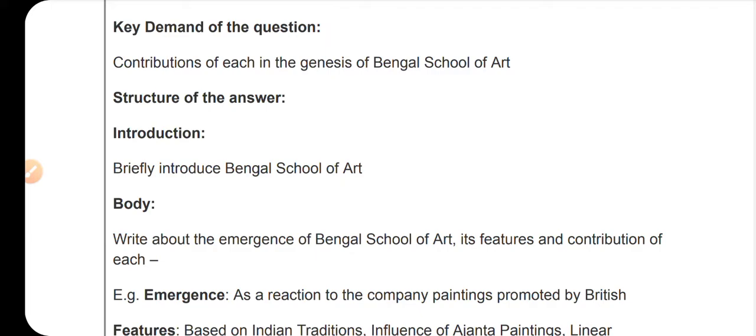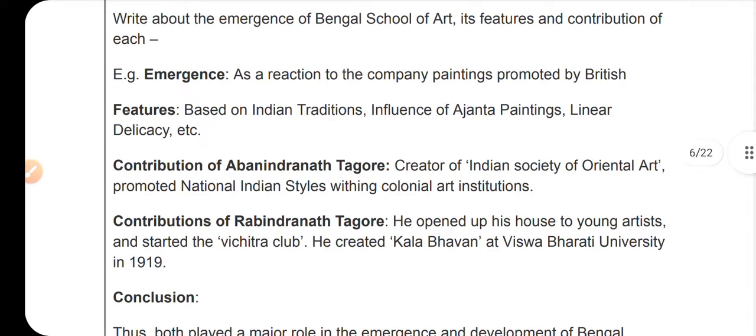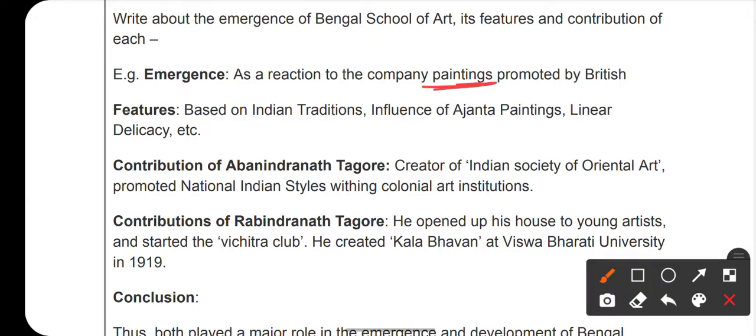Structure of the answer. Introduction: briefly introduce Bengal School of Art. Body: write about the emergence of Bengal School of Art, its features and contribution of each. E.g. emergence as a reaction to the company paintings promoted by the British. Features: based on Indian traditions, influence of Ajanta paintings, linear delicacy, etc.